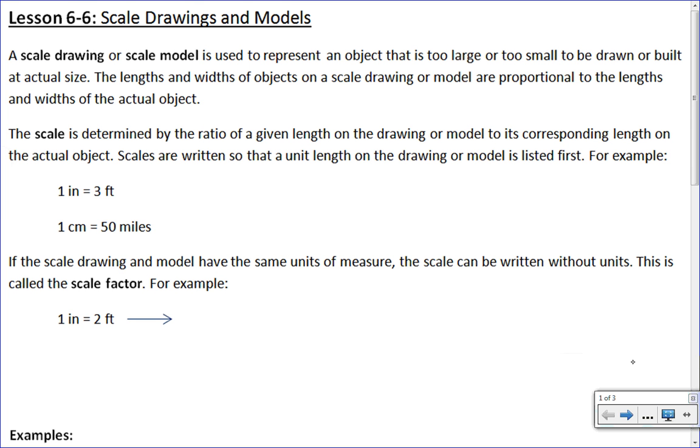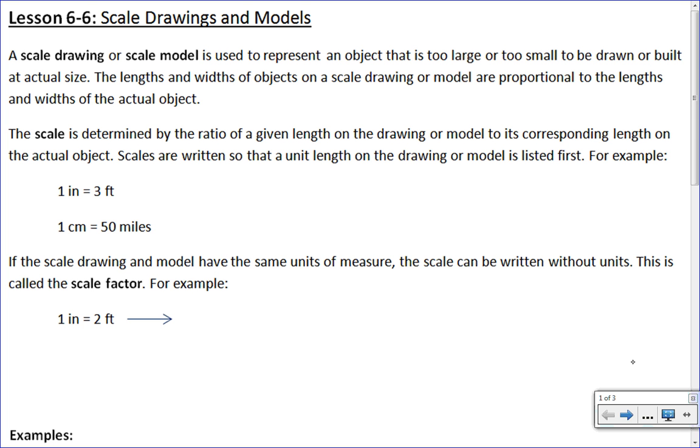Alright, in this section we are going to learn about scale drawings and models. A scale drawing or scale model is used to represent an object that is too large or too small to be drawn or built at actual size. The lengths and widths of objects on a scale drawing or model are proportional to the lengths and widths of the actual object. The scale is determined by the ratio of a given length on the drawing or model to its corresponding length on the actual object.